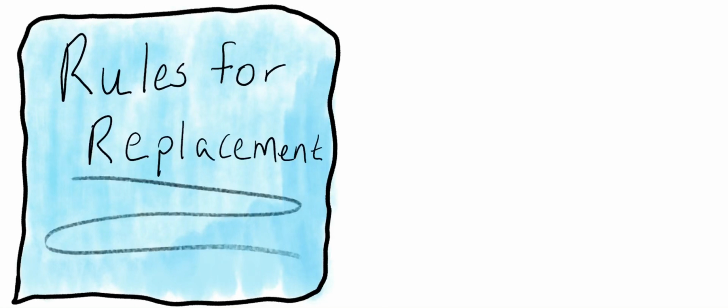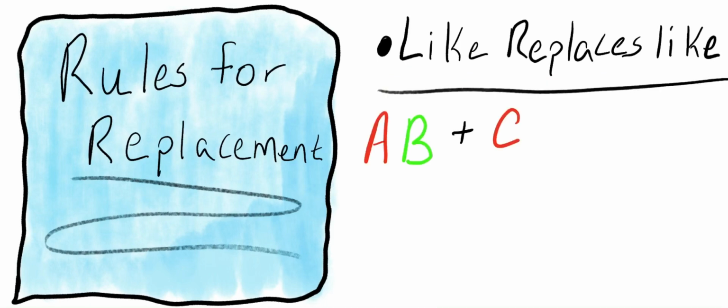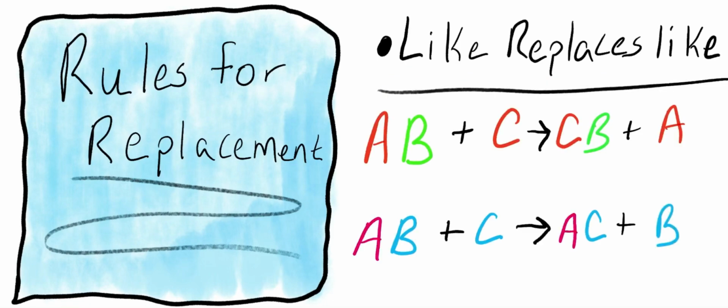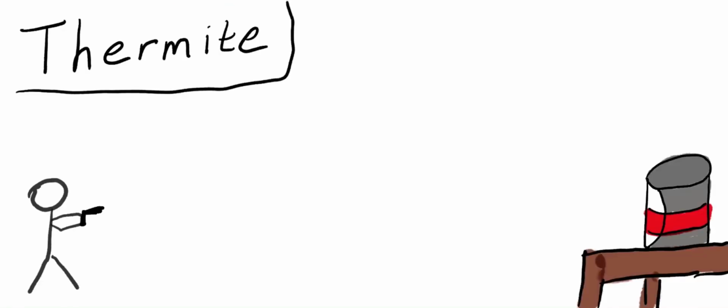Now we know the skeleton and how to create single replacement reactions. We can talk about the rules for replacement. The biggest thing to remember in these types of reactions is like replaces like. If the compound consists of a metal and non-metal, then we are going to replace the portion of the compound that is similar to the single element. If element C was a metal, then we would replace the metal portion of the compound to make your new compound. If element C was a non-metal, then it would replace the non-metal portion of the original compound to make a new compound.